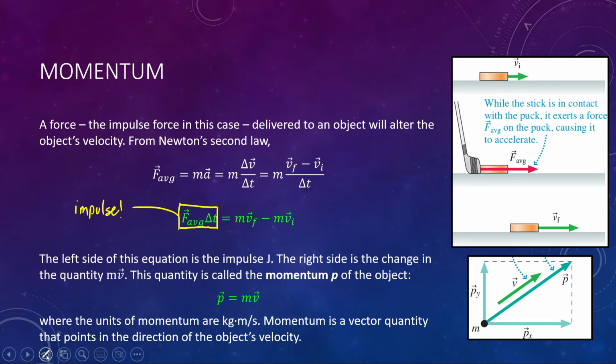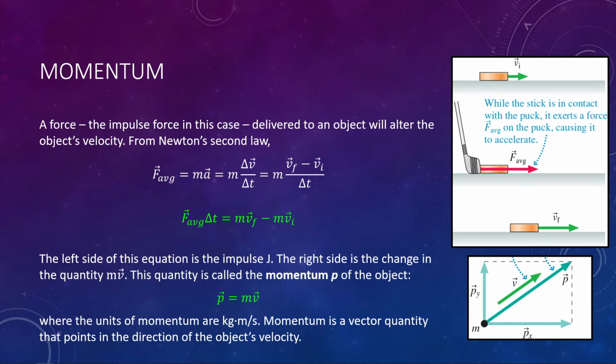But the right-hand side of the equation is something new. On the right-hand side of the equation, we have mv final minus mv initial. That is the change in mv. We define mv as the momentum of the object. We can't use m for momentum because we use m for mass, so we use the letter p for momentum. So we are defining this. We are saying, by definition, momentum is mass times velocity. Extremely important. So the left-hand side of the equation is impulse. The right-hand side of the equation is momentum, change.